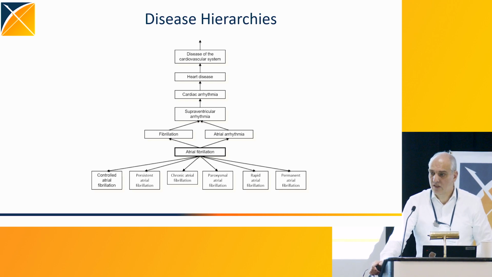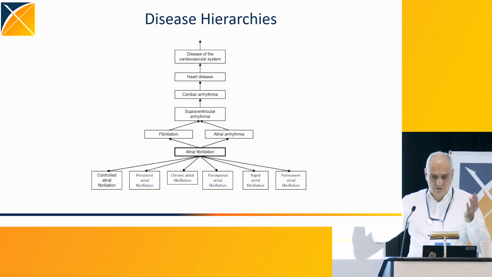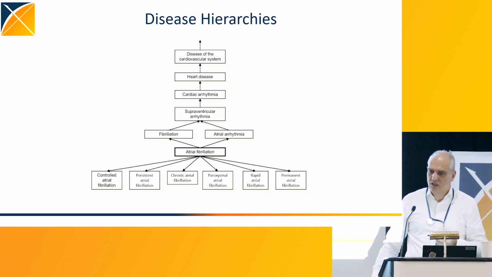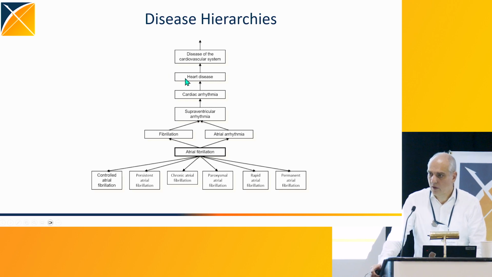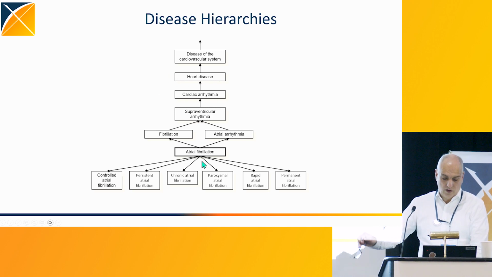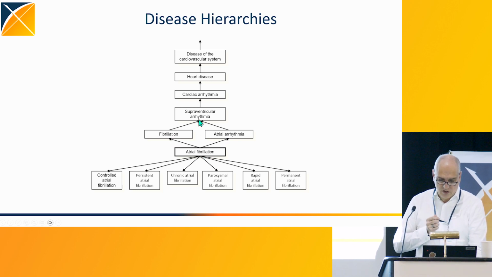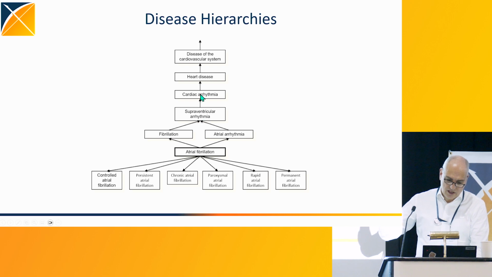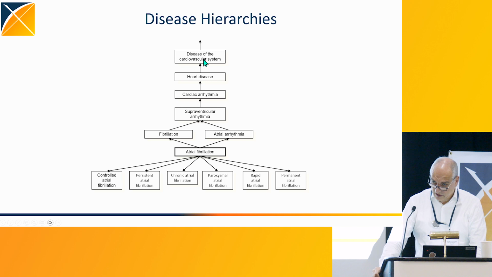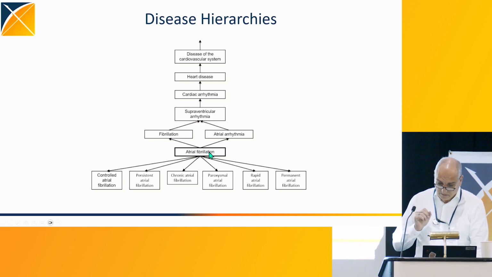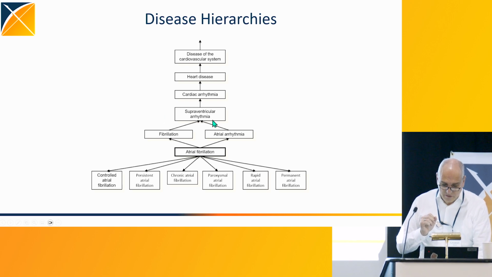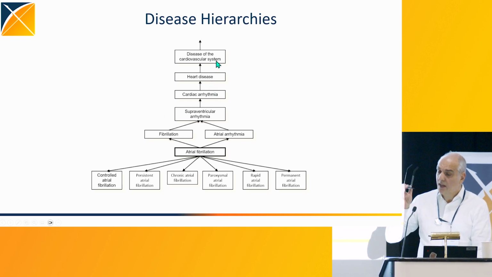Don't think of diseases as independent from each other. They actually have a lot of relationships to each other. Most important one is hierarchical. So atrial fibrillation is an atrial arrhythmia, and a supraventricular arrhythmia, which is a cardiac arrhythmia, an arrhythmia of the heart, which is a heart disease, which is a disease of the cardiovascular system. So if a patient has atrial fibrillation, they don't have 1, 2, 3, 4, 5, 6, 7 diseases, they have one disease, okay?